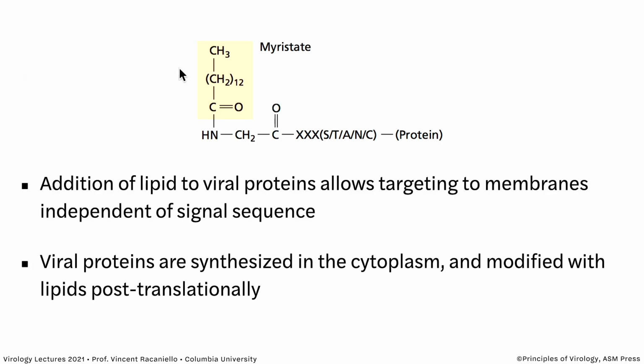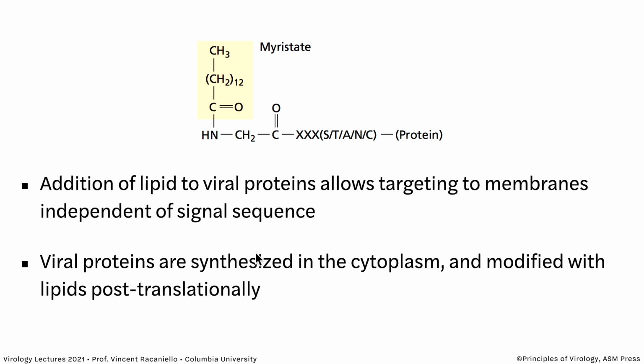Here's myristate. The protein is at the bottom, and there's a specific sequence for myristylation, so it doesn't get attached just anywhere. It's linked to a glycine, but there has to be a signal very, very close to it. So there's the glycine, and then we have 3 amino acids, then any of these amino acids, then the rest of the protein. That's a myristylation signal. So that's a lipid. As you can see, it's added to the protein, allows targeting to membranes, and you don't need a signal sequence. This is for proteins that are made in the cytoplasm, and you want to target them to membrane.